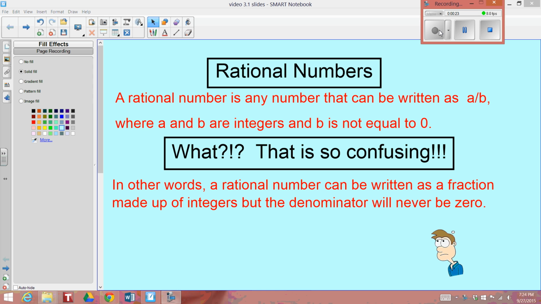Wow, that seems really confusing when I first read it, but let's break this down. In other words, a rational number is a number that can be written as a fraction as well, and the numerator is made up of an integer and the denominator is made up of an integer, but the denominator will never be 0. Let's look at some examples.